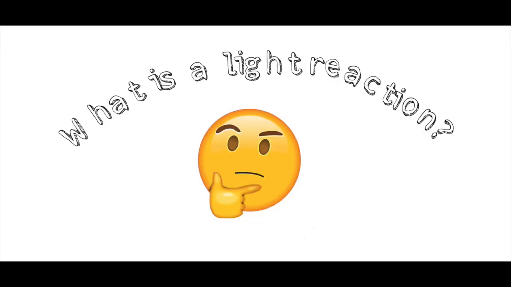Today we're going to talk about light reactions of photosynthesis. Light reaction is a reaction which occurs as the first phase of photosynthesis in which energy in the form of light is absorbed and converted to chemical energy in the form of ATP.